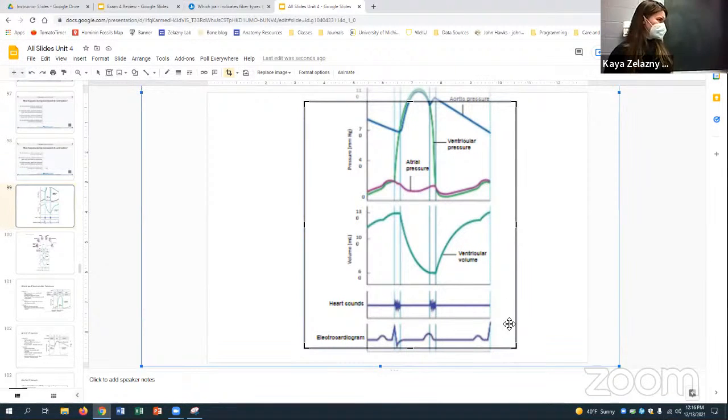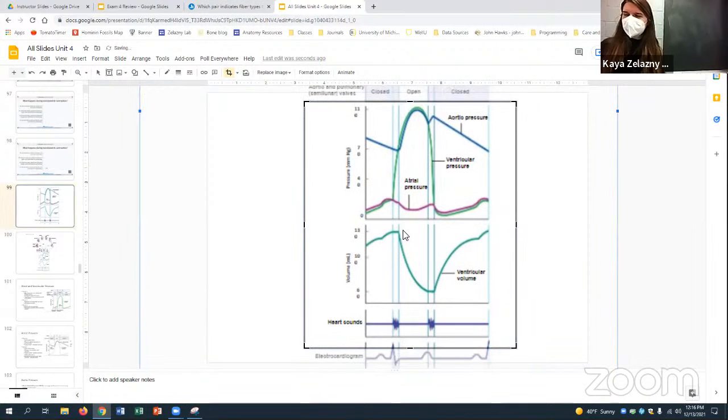Is that kind of what you were going for? Yeah, it was just that middle one there with everything on top of each other. Yeah, and I might even have been pointing to the wrong curves while we were looking at this. This one requires some careful reading, basically. But all it is, is conceptually tracing what these pressures are: the pressure of the atria, the pressure of the ventricle, and the pressure of the aorta.